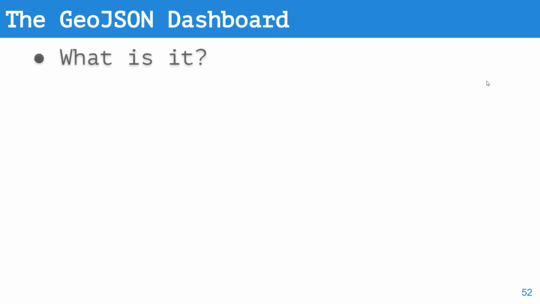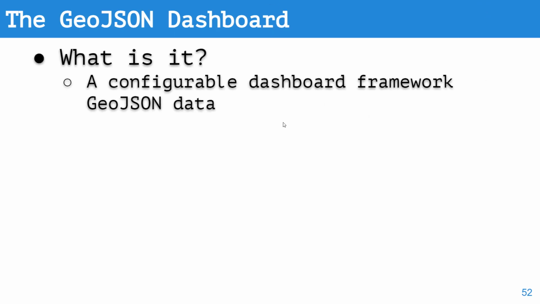So the GeoJSON dashboard, what is it? A configurable dashboard framework for GeoJSON data. So there's going to be a mapping component to it. But the idea, I guess, is that GeoJSON feature collection features would be the operating unit that is used to feed all the other controls.